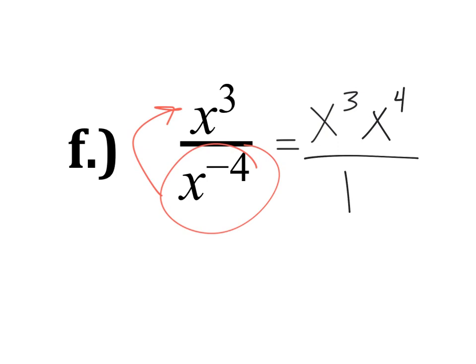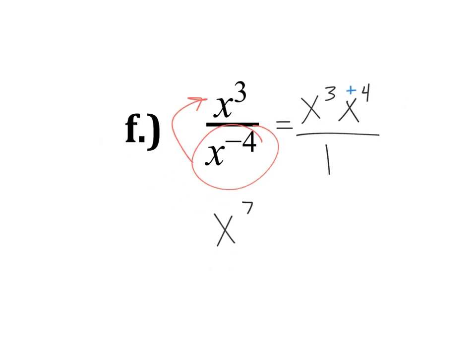Yep, so we have the same base, and they're being multiplied. What do I do with my exponents? Add them. In total, this is X to the 7th. If you want to put it over 1, that's fine for now. But the final answer needs to just be X to the 7th.